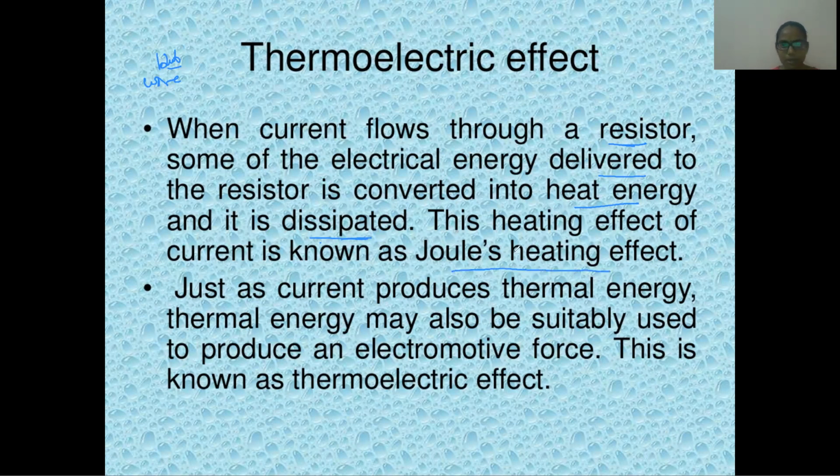Clear, children? When you pass electric current through any electrical appliance, what will happen? Some of the amount of delivered energy is converted into heat energy, and it is dissipated. That means it just goes outward. How much heat is lost can be derived using Joule's law of heating.